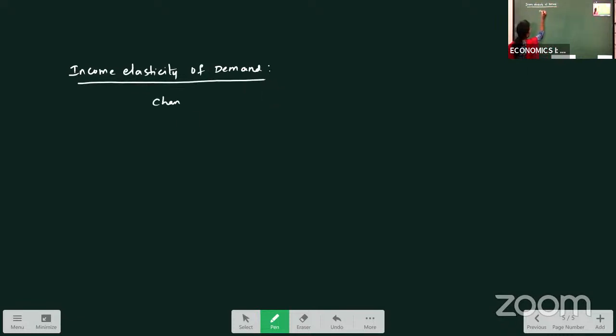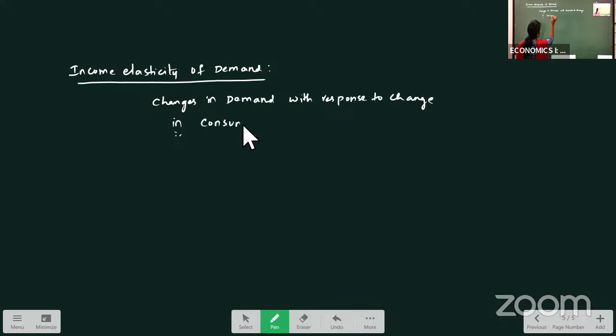Changes in demand with response to change in consumers' income. So, what is income elasticity? Change in demand, change in quantity demanded with response to change in consumers' income.